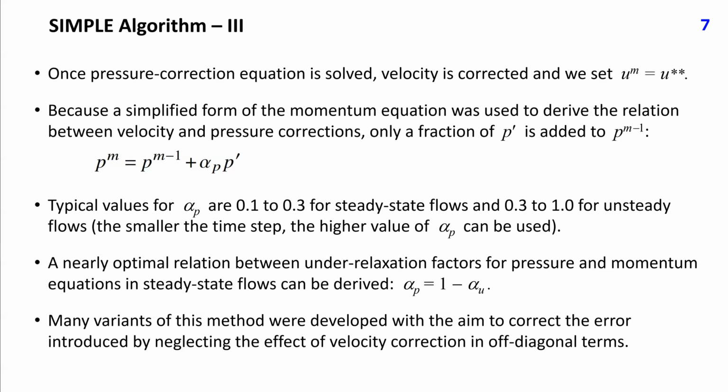A nearly optimal relation between under-relaxation factors for pressure and momentum equations in steady state flows can be derived: alpha p equals 1 minus alpha u. One way of deriving this expression will be presented in slide 13. Many variants of this method were developed with the aim to correct the error introduced by neglecting the effect of velocity correction in off-diagonal terms. Three of them will be presented in the following 5 slides.